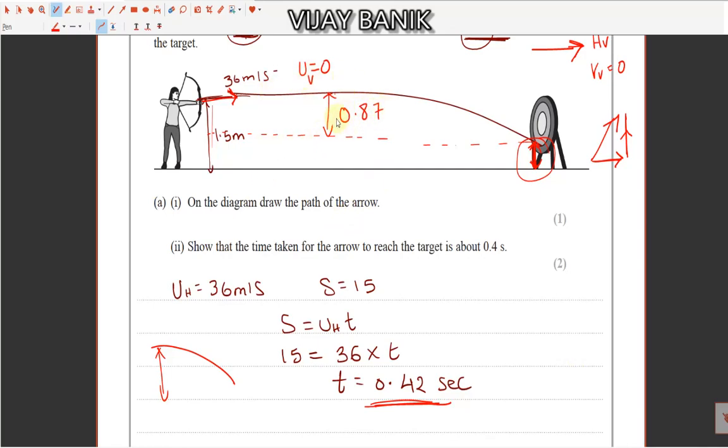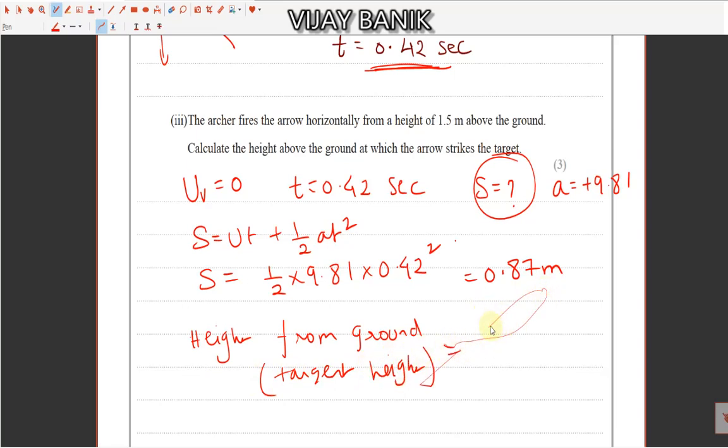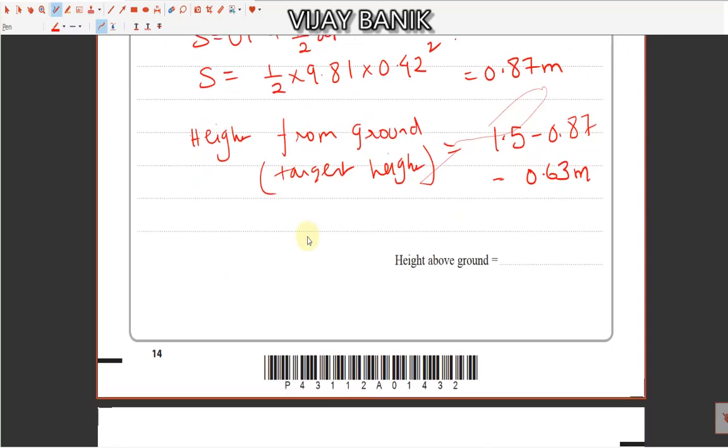So if it fell 0.87 meters out of 1.5 meters, how much is left? Basically we are talking about the target height, the height from the ground. It's 1.5 minus 0.87. How much is it? 0.63 meters. And I hope the answer matches the mark scheme. Let's see the mark scheme of Jan 2014. It is 0.63 meters. Now, next question.